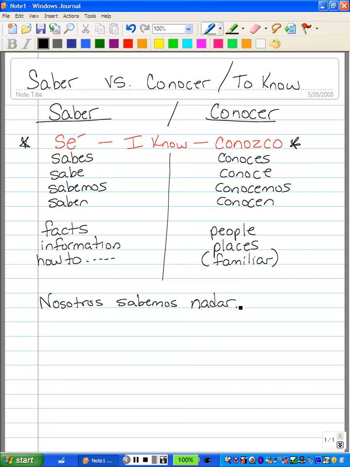You don't conjugate it. Or you could say, yo sé leer español. I know how to read Spanish. Or you could say, mi hermana sabe hablar italiano. My sister knows how to speak Italian.